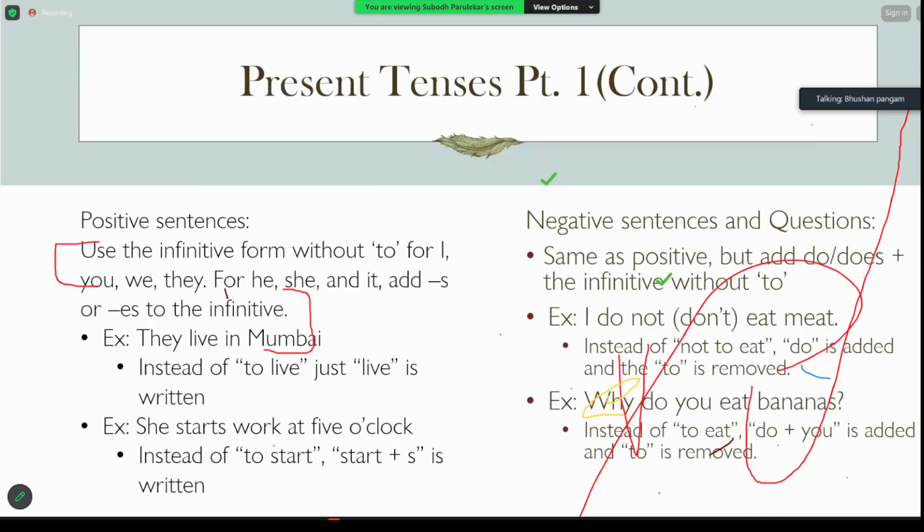Simran, there is one question: why is the word her not used in she starts work? I was answering that question in the chat. So basically, I can say verbally too. You can actually say she starts her work at 5 o'clock. But in this case, I just said she starts work at 5 o'clock. Either one works. You can say she starts her work at 5 o'clock, or you can say she starts work at 5 o'clock.